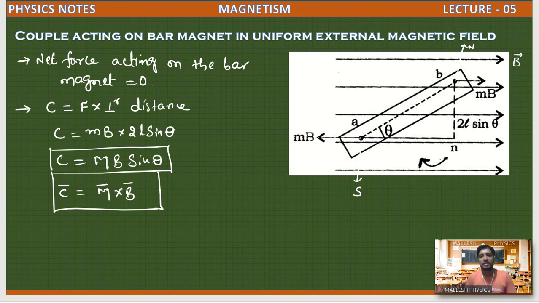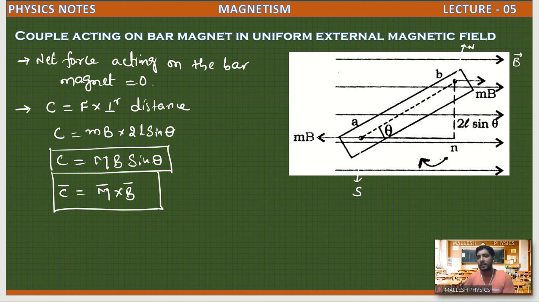Always this couple acts perpendicular to both the magnetic length and the magnetic field. The magnetic field is in the direction of the right side, and the length is acting downward, and perpendicular to these two the couple acts, that is, perpendicular to the board, if you assume this is a board. So this is the formula for the couple acting on the bar magnet: C equal to M bar cross B bar.